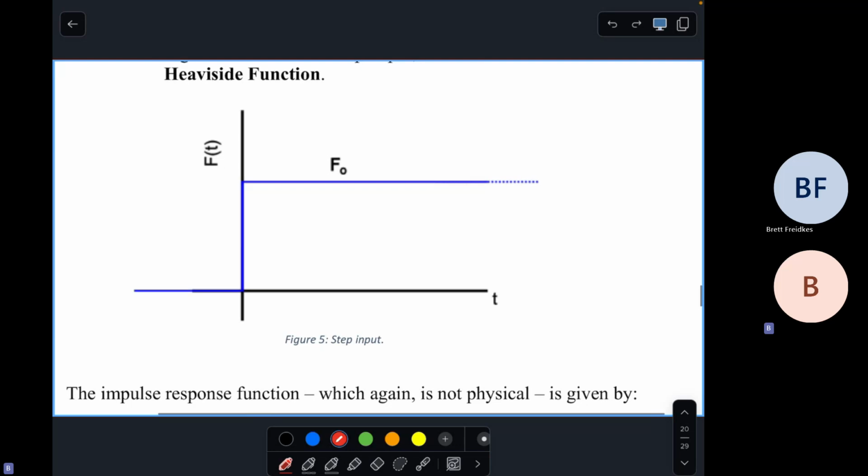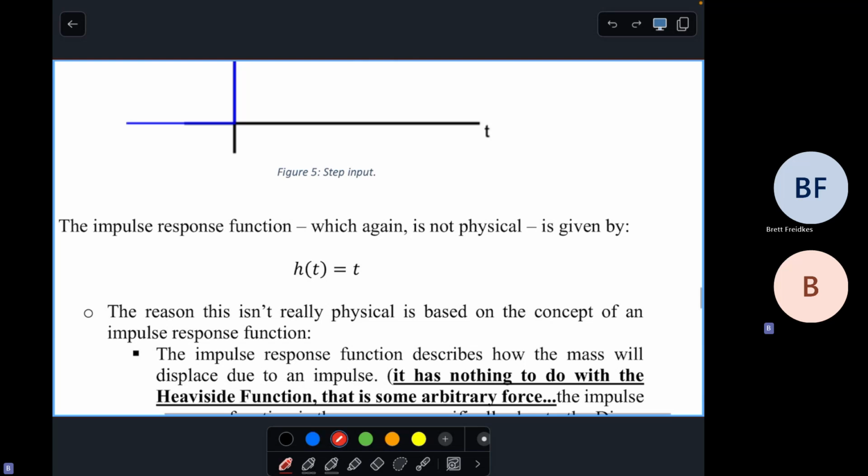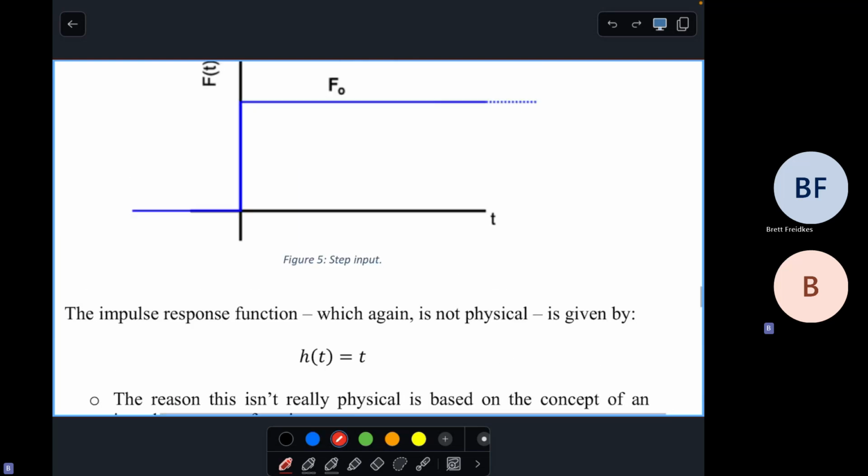So I do an example here where the force is F naught, and I give you some impulse response function that is t. Meaning that if I were to strike some system with a hammer with an impulse of 1, this is what it'll do. And I tell you it's not physical. Why isn't it physical?